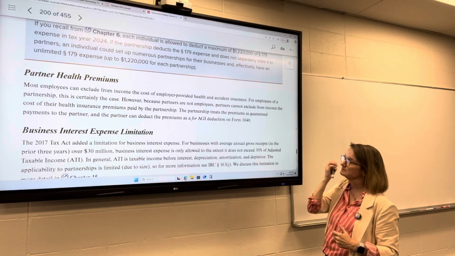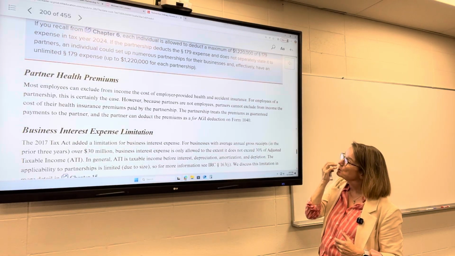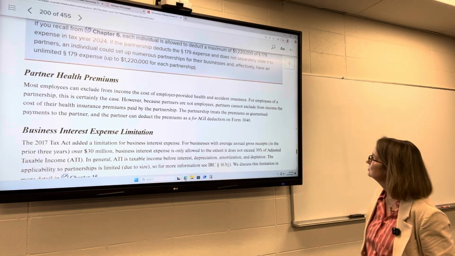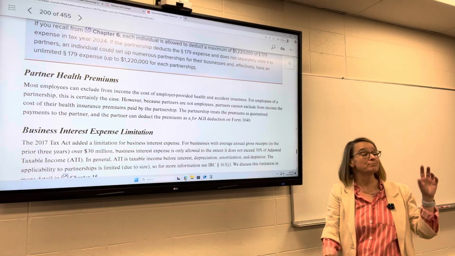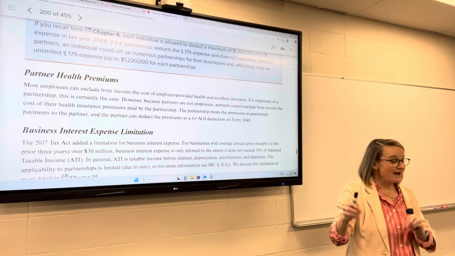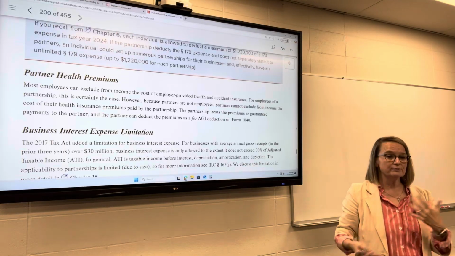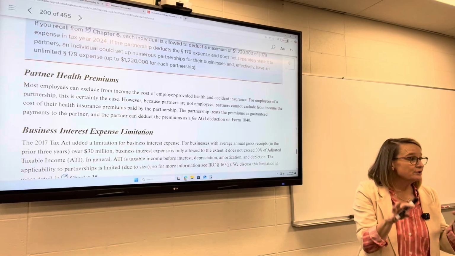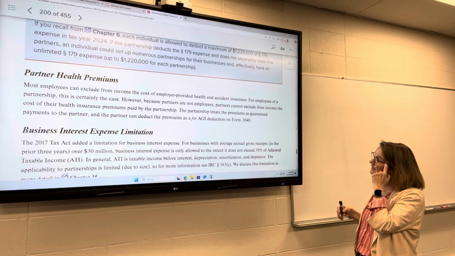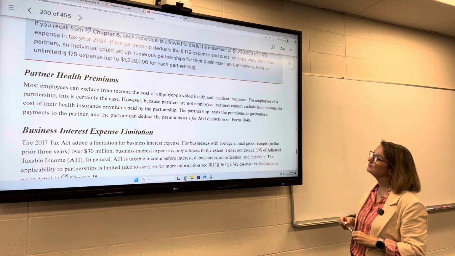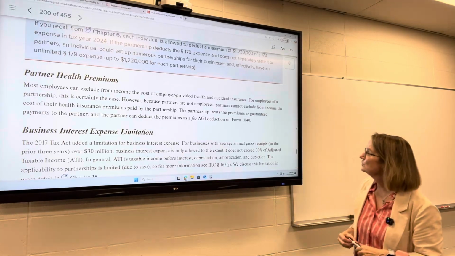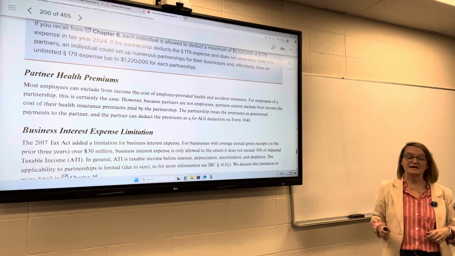Partner health premiums. So most employees can exclude from income the cost of employer-provided health and accident insurance. For employees of a partnership, we're not talking about partners. Partnerships have employees, right? They hire people, they have W-2s, but those individuals are not partners in the partnership. Partners are not employees. Partners cannot exclude from income the cost of their health insurance premiums paid by the partnership. So the partnership will treat the premium as a guaranteed payment.